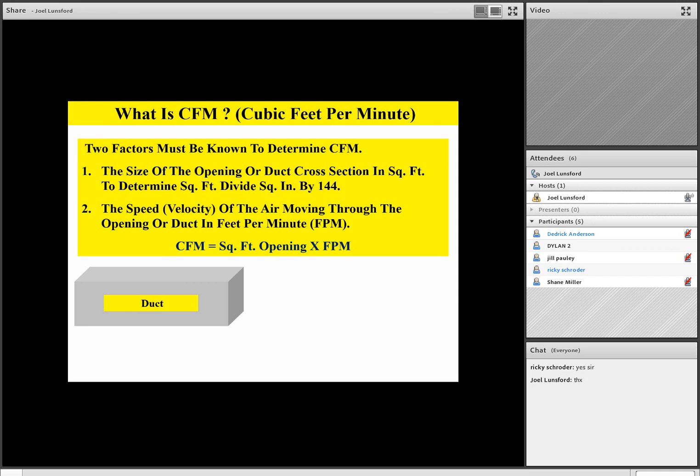So again, two factors must be known to determine CFM. Number one, we have to know the size of the opening, or the duct cross-section, in square feet. Now to determine square feet, we're going to start with the size of our duct opening. We'll take a tape measure or a ruler and measure the duct opening, or the cross-section of the duct, and let's say it's 12 inches by 12 inches.